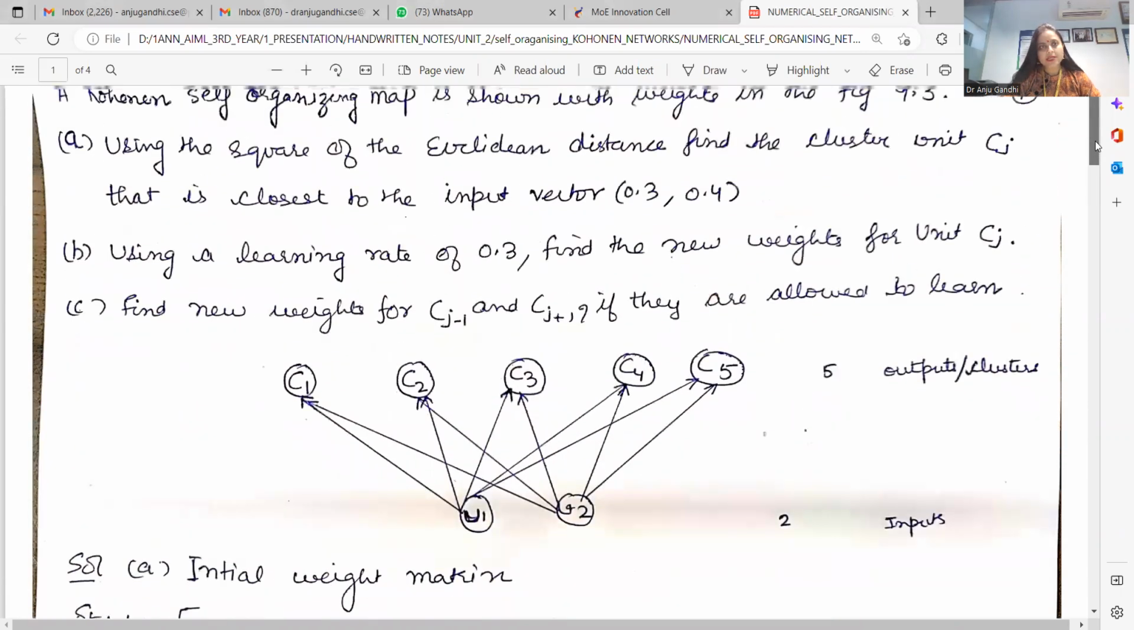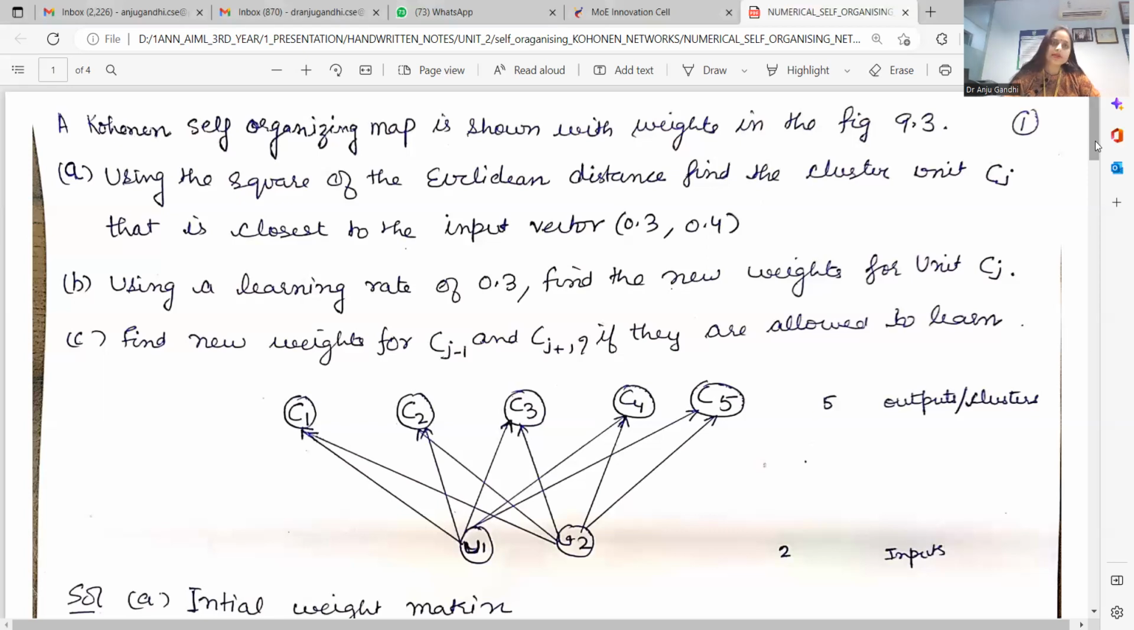And what we have to calculate in this numerical on Kohonen Self-Organizing Map is the Euclidean distances of all these clusters from these units, right? This is one thing we have to find out. The input vector given to us here is 0.3 and 0.4, right? So with respect to 0.3 and 0.4, we have to find out the Euclidean distances. That means the Euclidean distances that we will get here will be D1, D2, D3, D4, D5, right? So this is what we have to find out in part A.